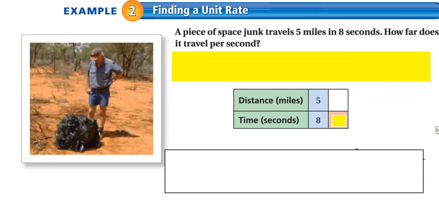This is in your textbook, and it talks about a piece of space junk that travels 5 miles in 8 seconds. How far does it travel per second? So here's a table, right? You know how to use a table. If I am looking for how far it travels per second, that means per 1 second. So I put the 1 here, I divide by 8, because 8 divided by 8 is 1, which means I also divide this number by 8.